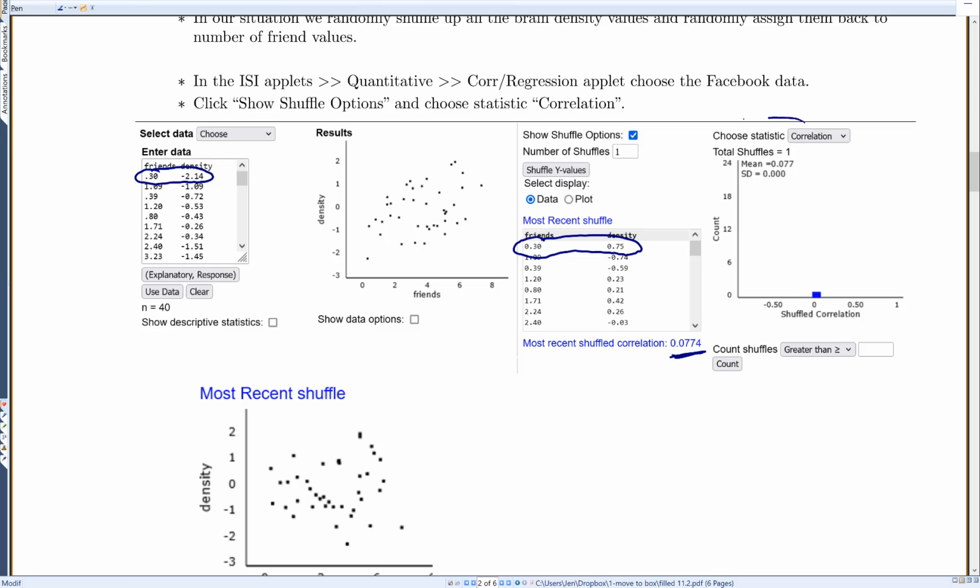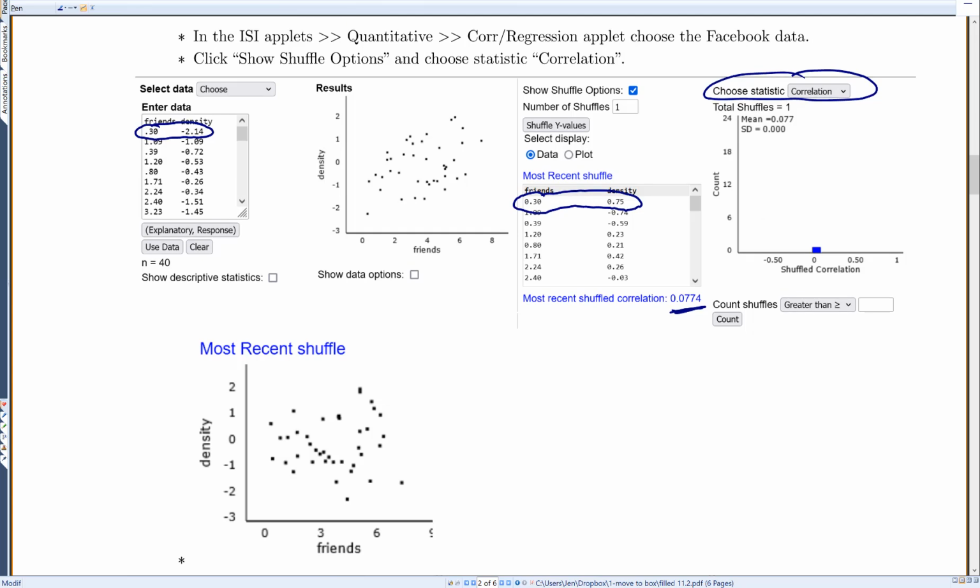And you do have to choose statistic correlation. By default, it does slope, which is another way that you could do simulations, but it's not the way that our book does it. So you do have to choose correlation. I can't tell you how many times I've forgotten that while I'm making notes. Remember to click choose correlation. But you can see this is the one correlation that I got.